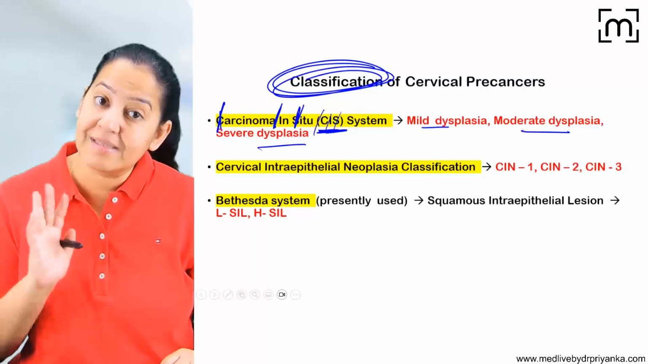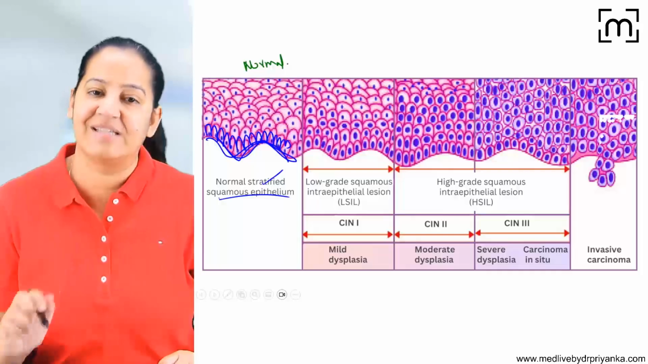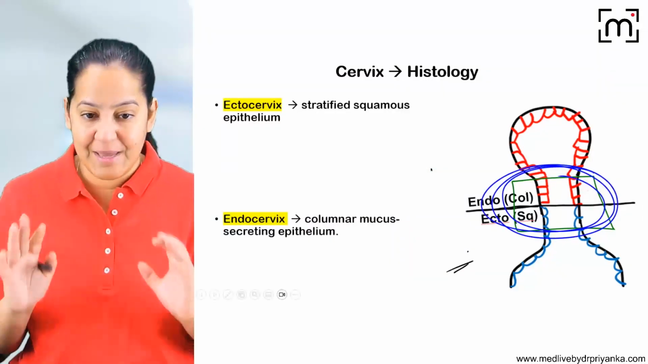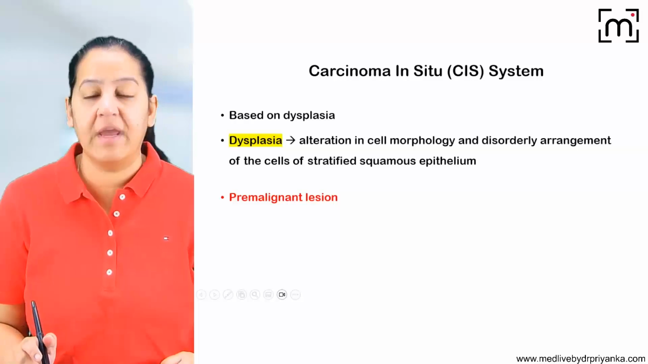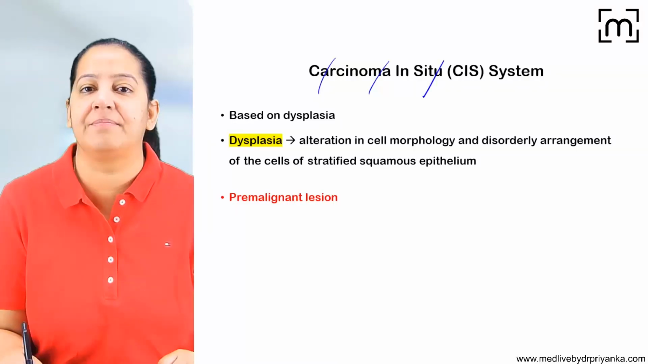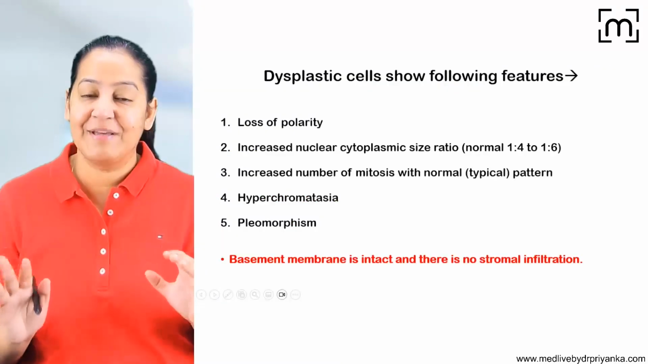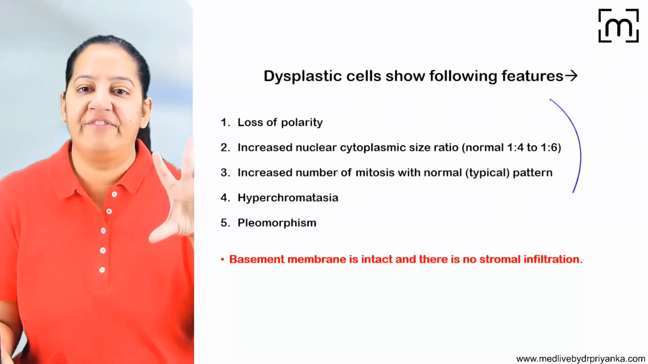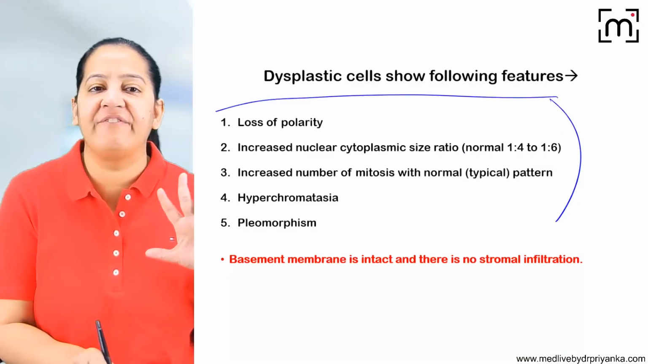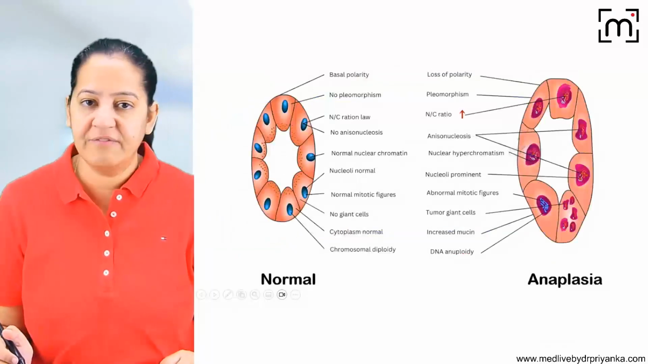Now I will explain what is dysplasia. Then you will understand mild, moderate and severe dysplasia. So first classification you will understand. Please imagine we are talking about the cervix. You have to understand the carcinoma in situ system, that is the CIS system. You have to first understand dysplasia. What is dysplasia? Any cell showing the 5 features is a dysplastic cell. What are the 5 features?